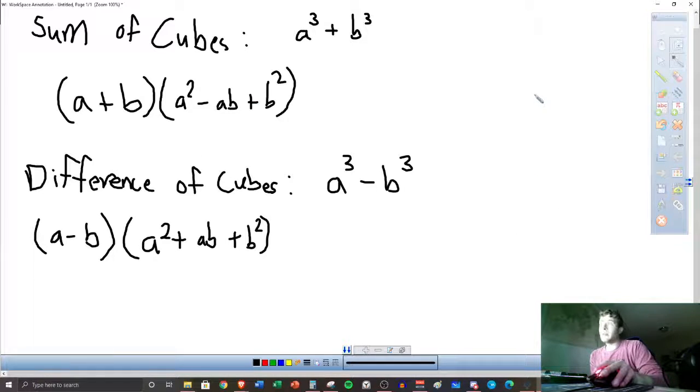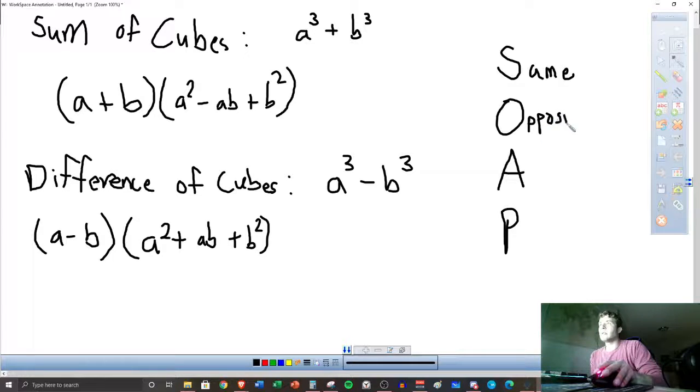And we have an acronym that gets created from this. It's called SOAP. Same, opposite, always positive. That's what this means. So what is it talking about?